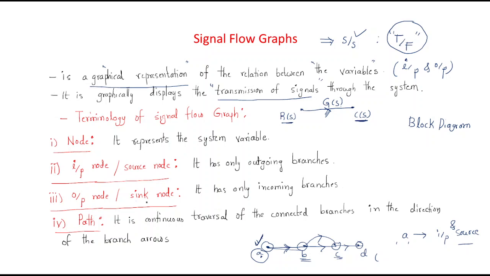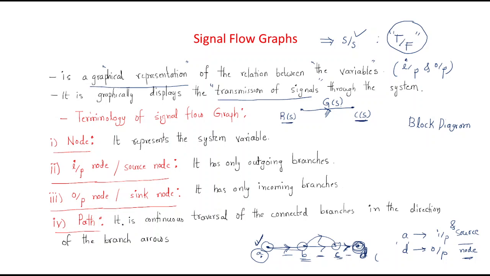Second, the output node or sink node. Output means a receiving node, and a sink node also receives, so it has only incoming branches. Look here: B has incoming and outgoing branches, C has incoming and outgoing branches, but what about D? D has only an incoming branch, that's why D is called the output node or sink node.